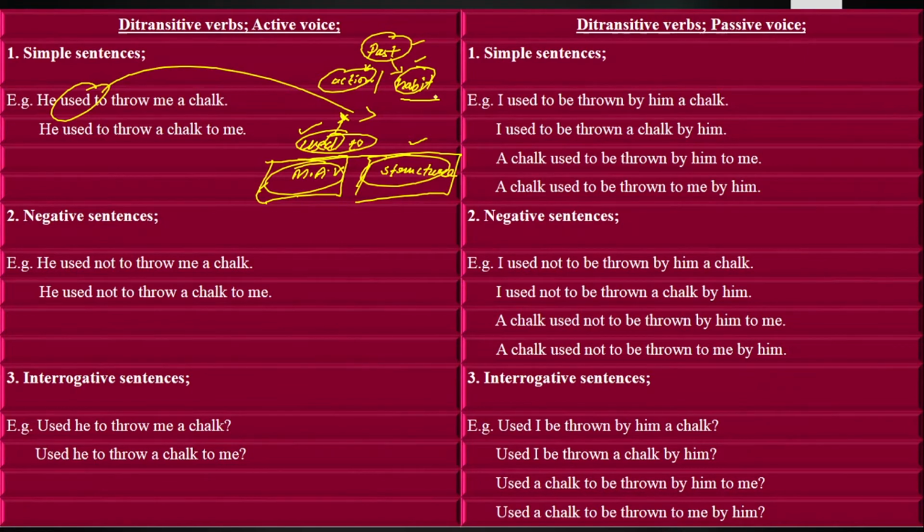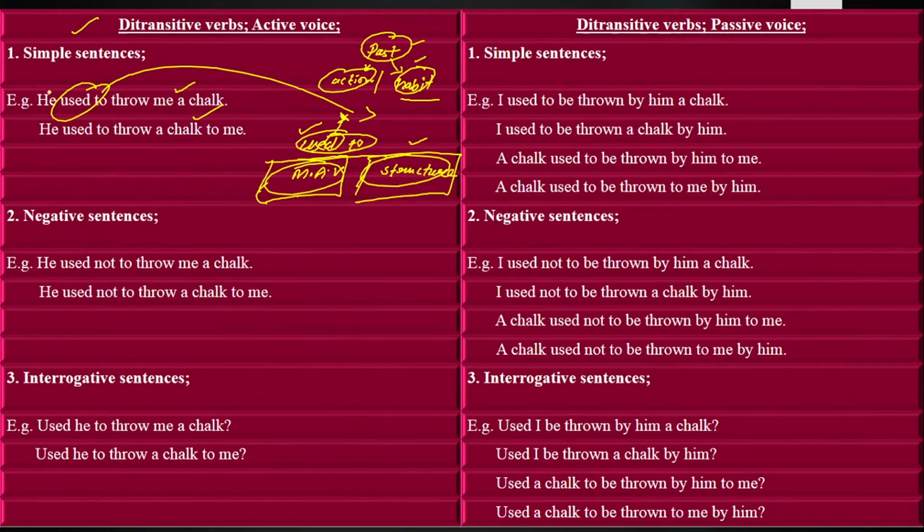And that is called the habit. So for past habits and actions which we have left doing now, we are just talking about it. We have got the simple sentences. Those sentences which make simple statements are called simple sentences. We have got the first sentence: he used to throw me a chalk. He used to throw a chalk to me.